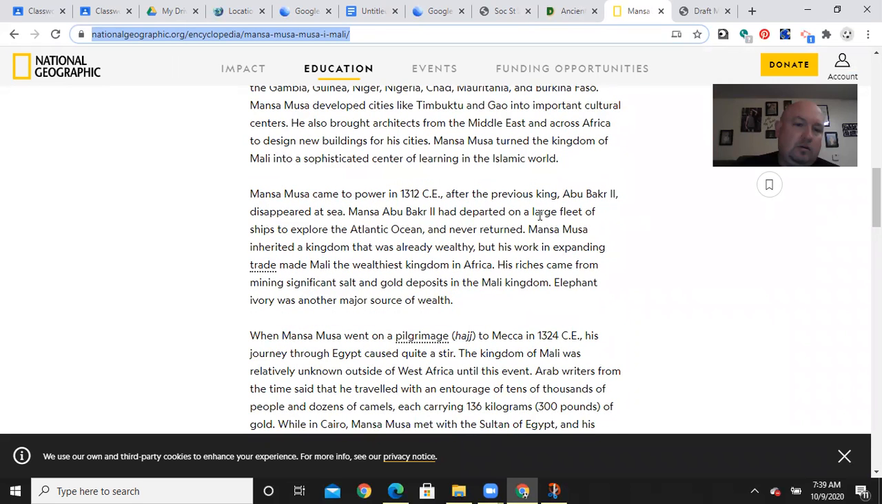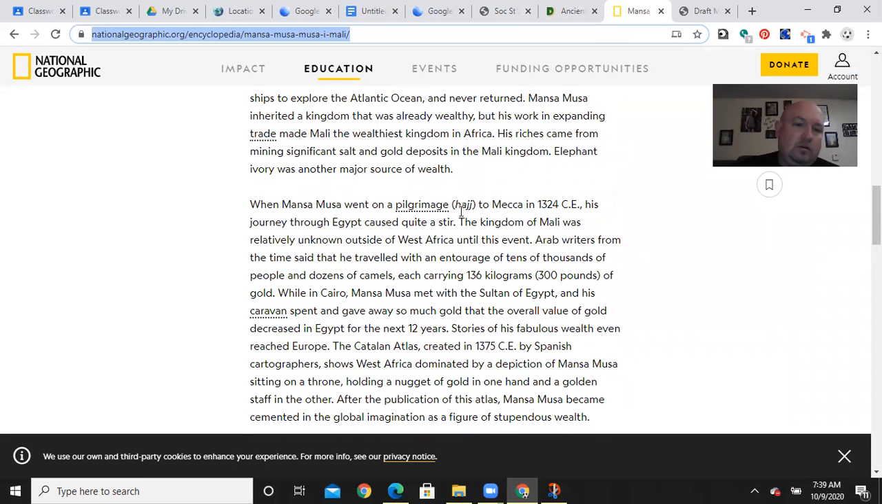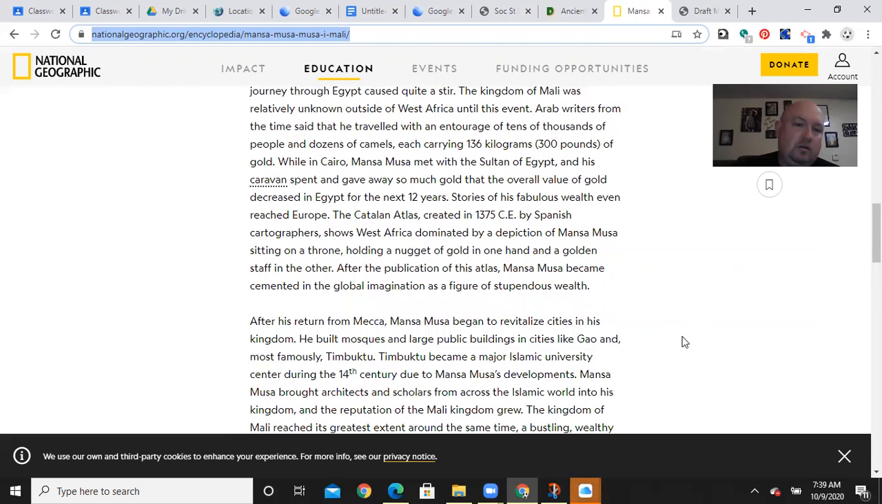He came to power after the previous king went to explore the Atlantic Ocean and didn't come back. When he went on his famous Hajj to Mecca in 1324, he brought so much gold that it actually brought down the value of gold in Egypt for the next dozen years. They were believed to be carrying multiple tons of gold. A ton is 2,000 pounds. It created quite the stir, and people became like, wow, this guy's rich.